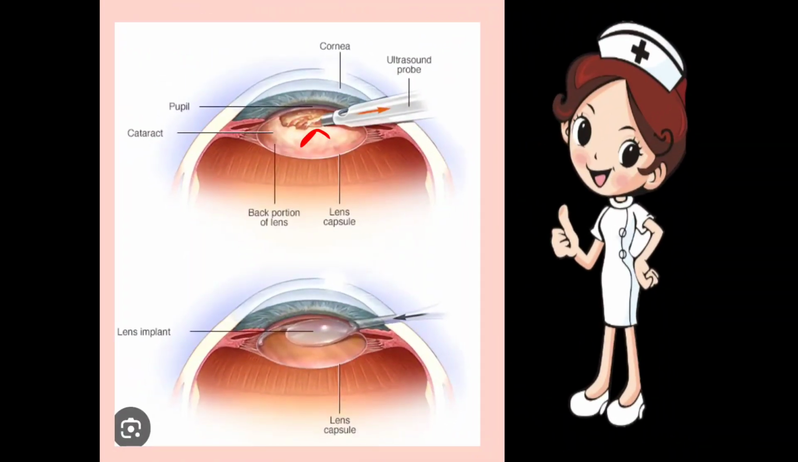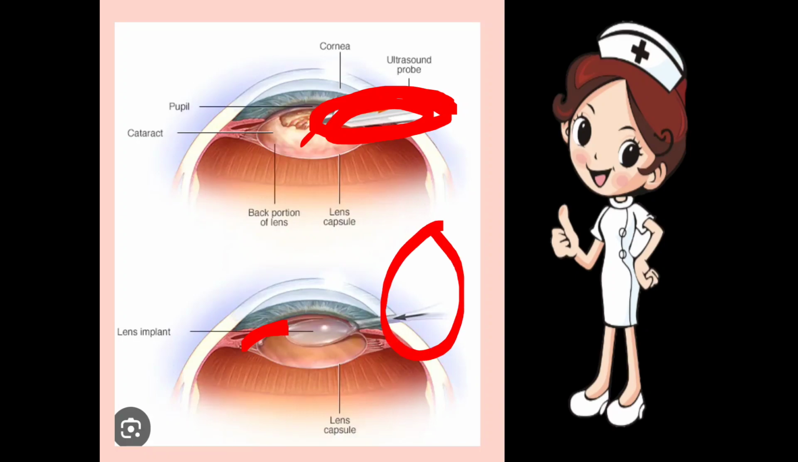Okay, now first of all, an ultrasonic probe is inserted inside the patient's eye through the small incision which we have given. Then the natural cataractous lens is broken down into small pieces, and then it is sucked out of the eye using the ultrasonic probe. Then the new lens is inserted inside the patient's eye through the same incision. These are the haptics. As this one is the intraocular lens, these are the haptics of the intraocular lens.